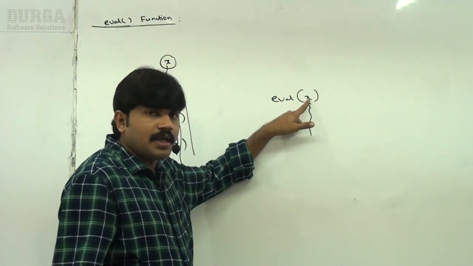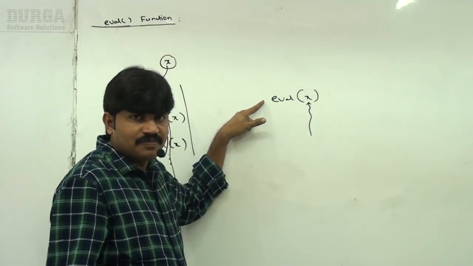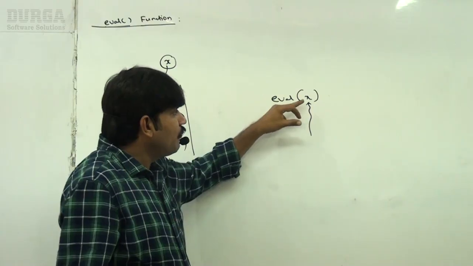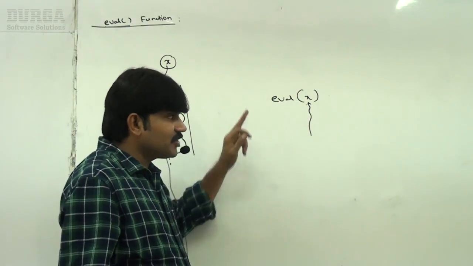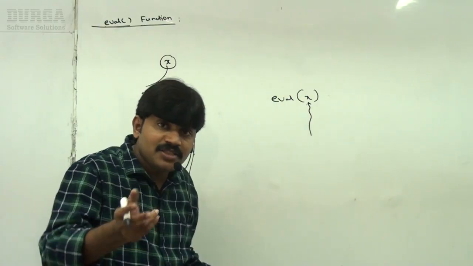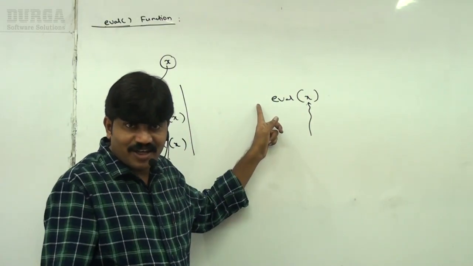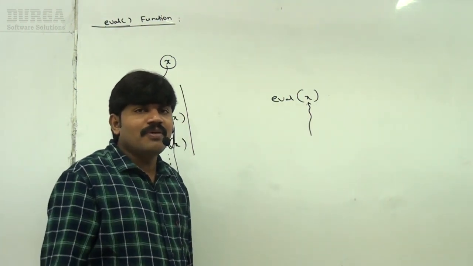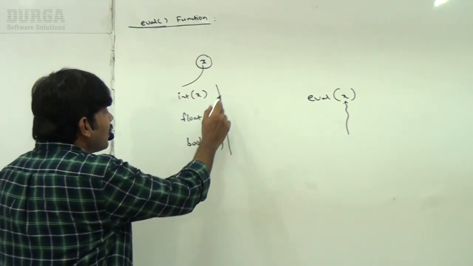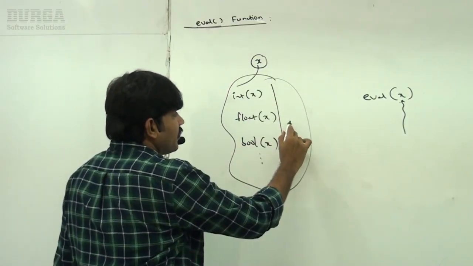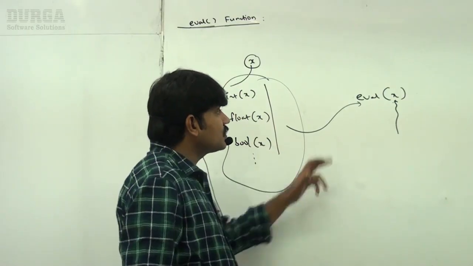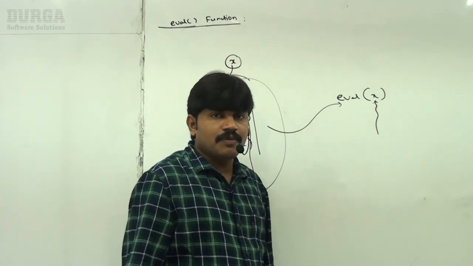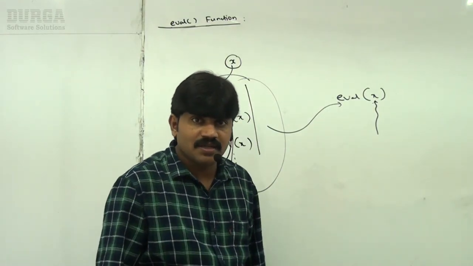If it is int type, it is going to return an int value. If it is float type, it returns a float value. If it is string type, it returns a string value. If it is list type, it returns a list value. If it is a tuple, it returns a tuple value. So as an alternative to these many typecasting functions, happily we can use the eval function, a single function which is the replacement of all typecasting functions, right?